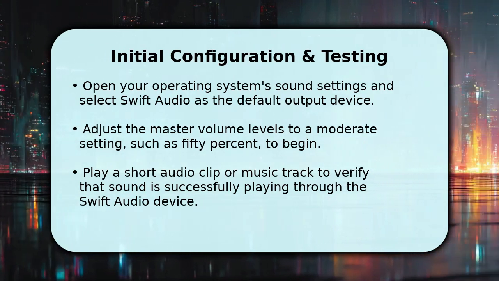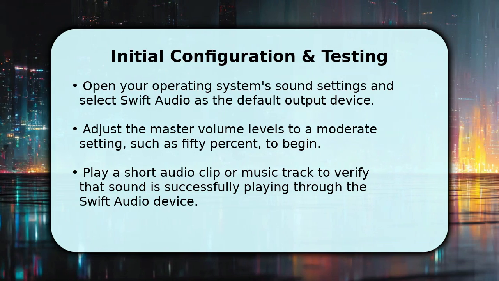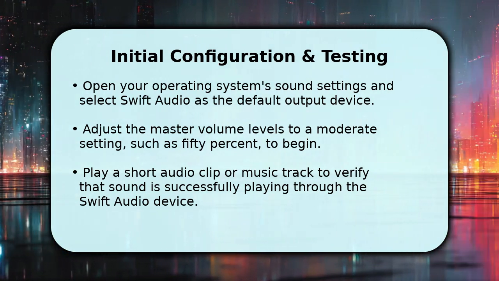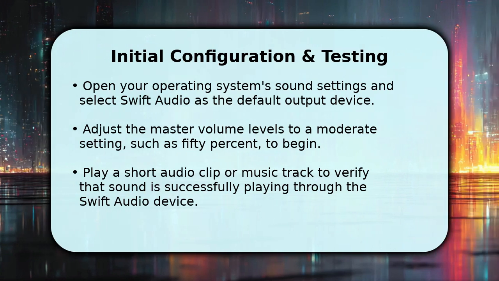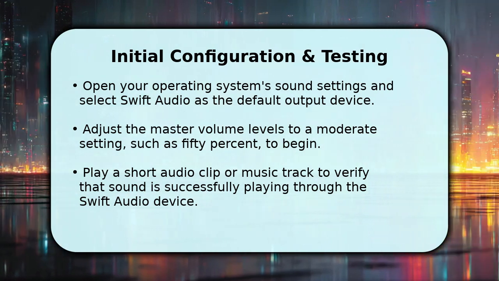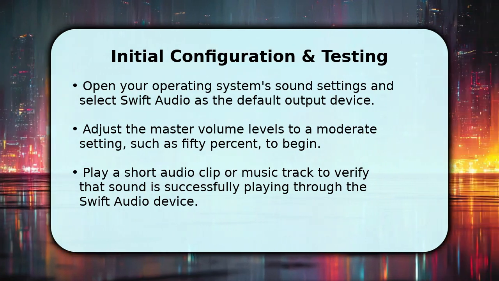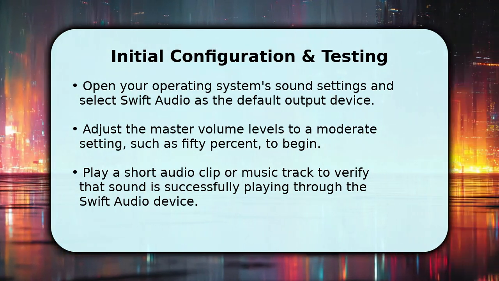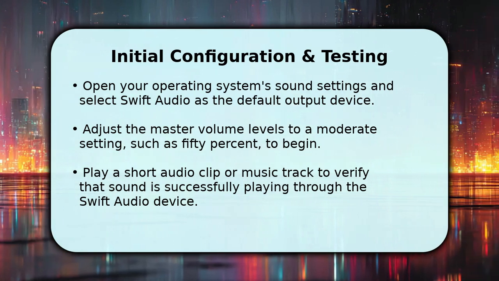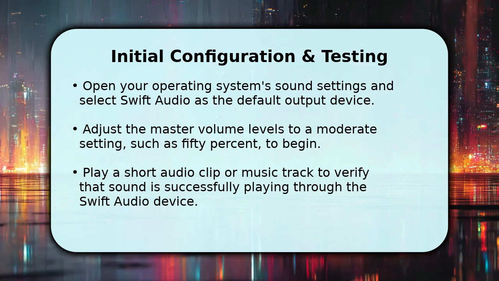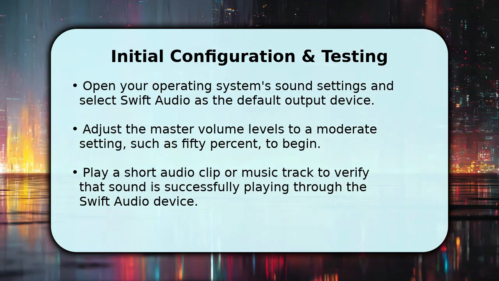Go to your computer's sound settings or control panel. From the list of available output devices, choose Swift Audio as your primary audio output. Set the master volume to a comfortable level, perhaps around 50%, to avoid sudden loud sounds. Now, play a short audio file or a song from your preferred application. Listen carefully to confirm that sound is clearly coming through your newly connected Swift Audio device.